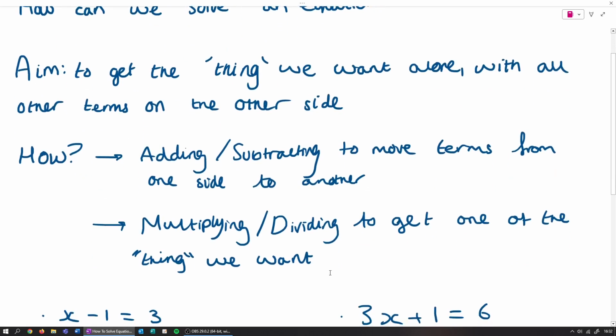We can either add or subtract terms. This allows us to move stuff from one side to the other so that we can try and get the thing that we want by itself by taking the other stuff away. And then the last step usually is to either multiply or divide by some number to get one of the thing we want. So this sounds a bit out of the blue at the moment, but I'm going to show you what I mean here, okay?